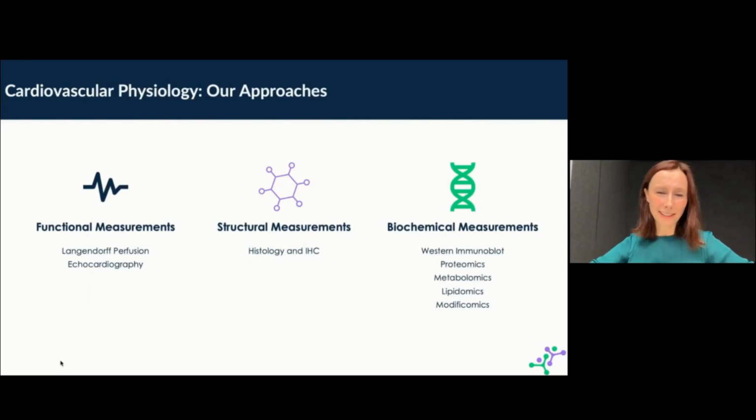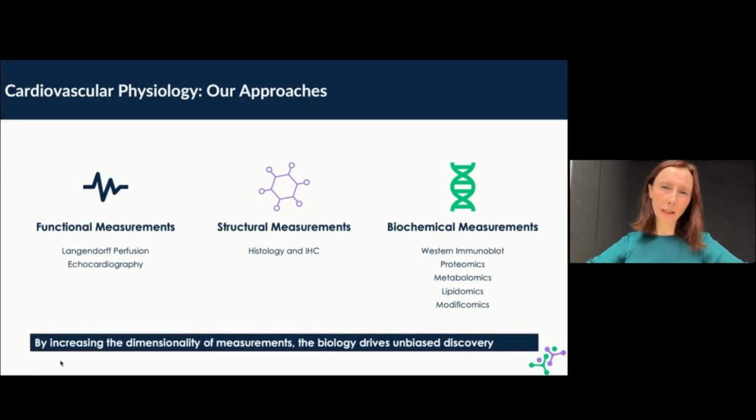So obviously I've mentioned that we want to be taking multiple measurements across these dimensions. The measurements that we use to really show function, structure, and biochemical adaptations in my laboratory are to use our Langendorff perfusion and echocardiography to see how the heart is functionally adapting to our pathology or our change in biology. Then we're going to do structural measurements by using histological approaches. But our real workhorse, and this really reflects the fact that we are a molecular biochemistry laboratory, is our mass spectrometry platform, which we complement with Western immunoblots.